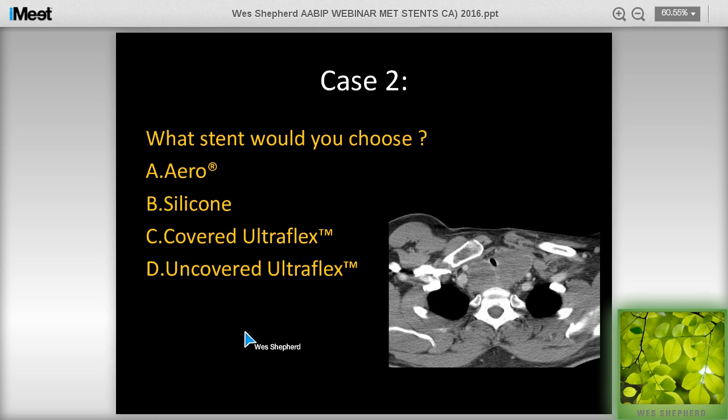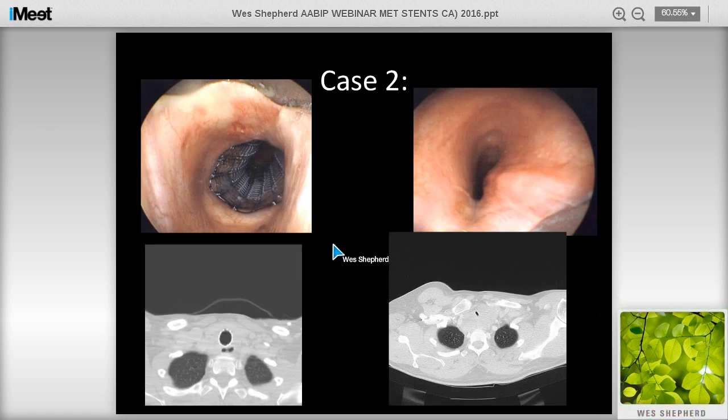Obviously, our focus tonight is on metallic airway stenting, but I just want to make it clear that certainly in some of these cases that's an appropriate choice as well. So back to the case. In this particular case, we chose an uncovered Ultraflex stent.